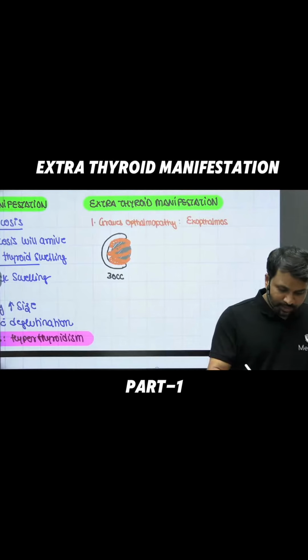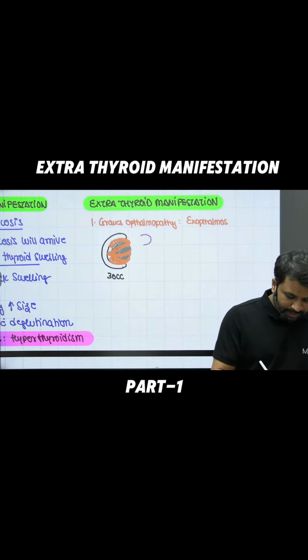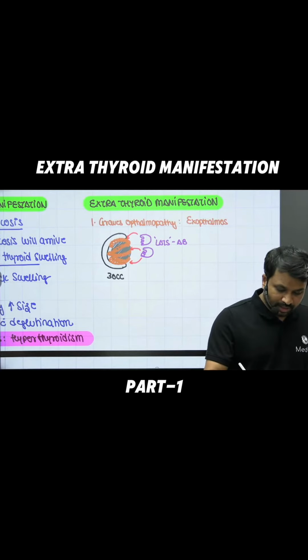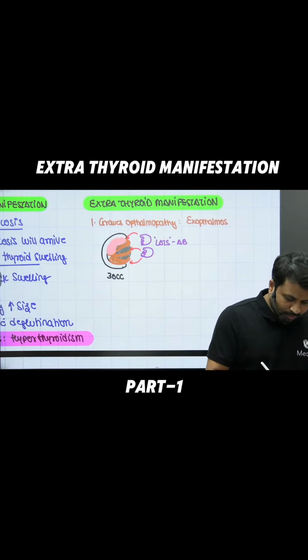Now, these antibodies which are formed, these are the LATS antibodies. Sometimes they get misdirected, and when they get misdirected, they go and attack these ocular muscles. When they attack these ocular muscles, they will cause inflammation of the ocular muscles. Inflammation of the ocular muscles will result in edema, and all this edema is going to settle behind the eye. So a retroorbital edema is going to occur.